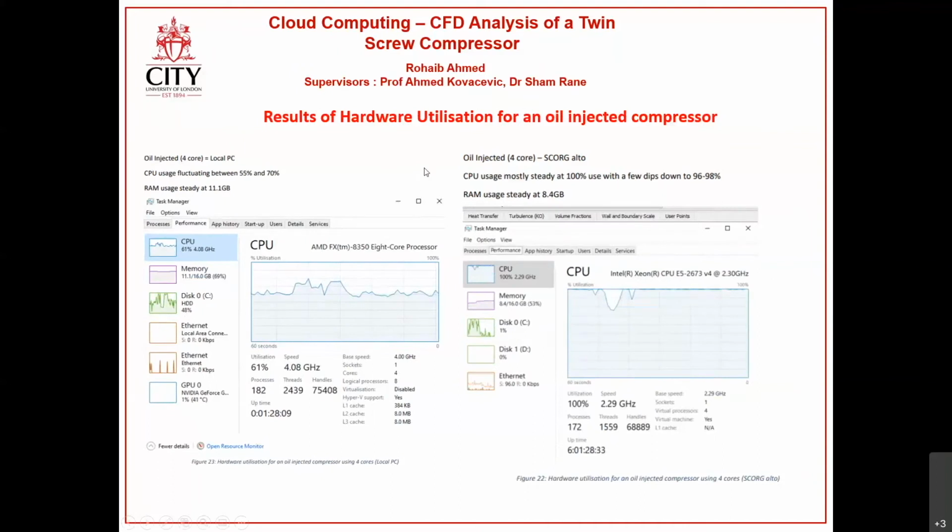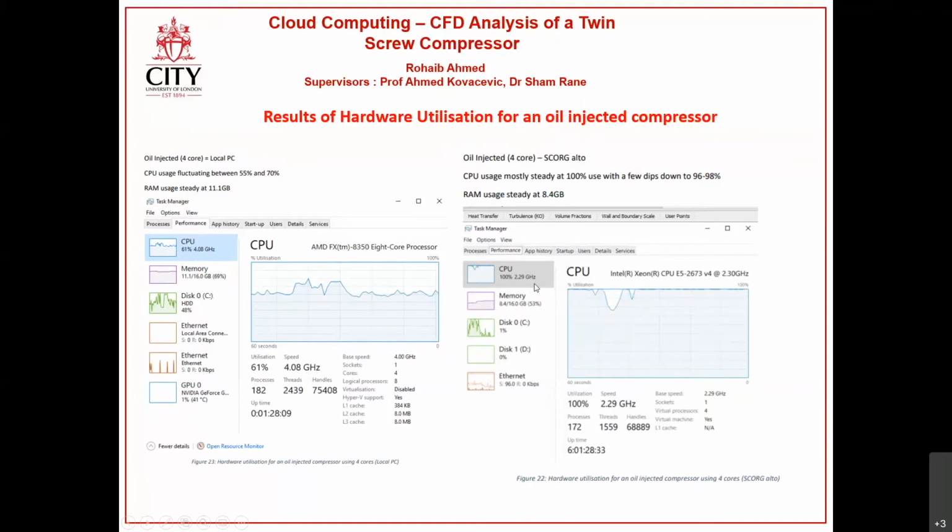And this is for an oil injected compressor. For an oil injected one, it's heavier, so therefore more hardware is used. As you clearly see, the key difference is SCORG Alto was at 100%. This is using 4 cores. My local PC has 8 cores, so that's why it was at 61%. But yeah, you can see the differences.